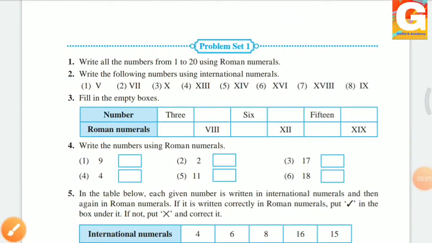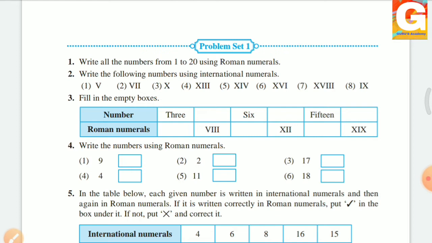So students, now let's start our problem set 1. Before starting this, I would like to tell you all that in our textbooks, we have some rules given to write these Roman numbers. Some of the students might find it tricky or difficult, but I have explained 1 to 20 Roman numbers in very easy language so that you all can understand it easily.